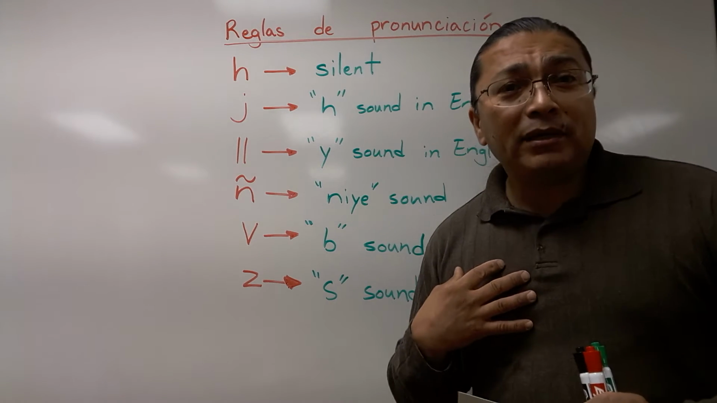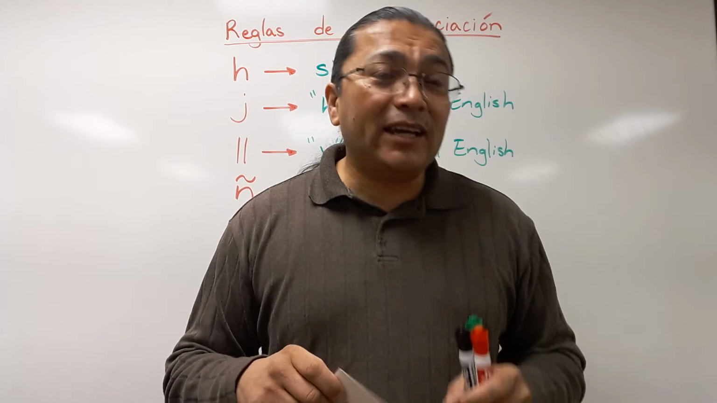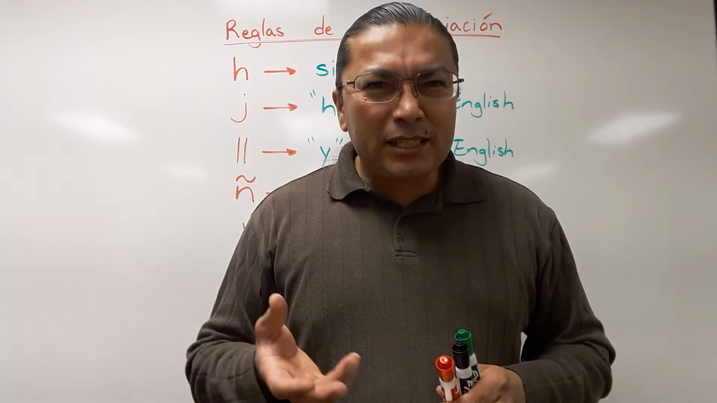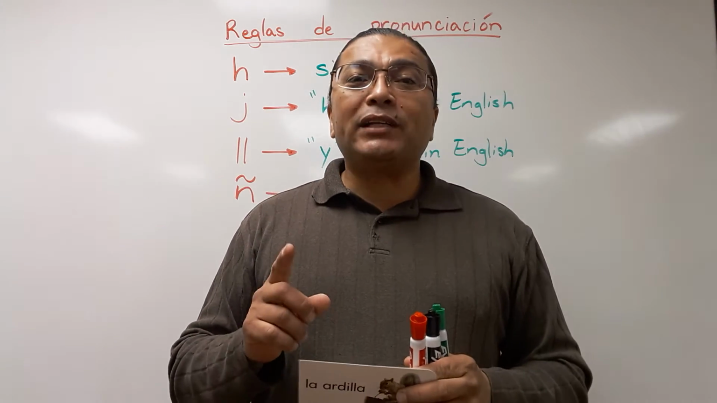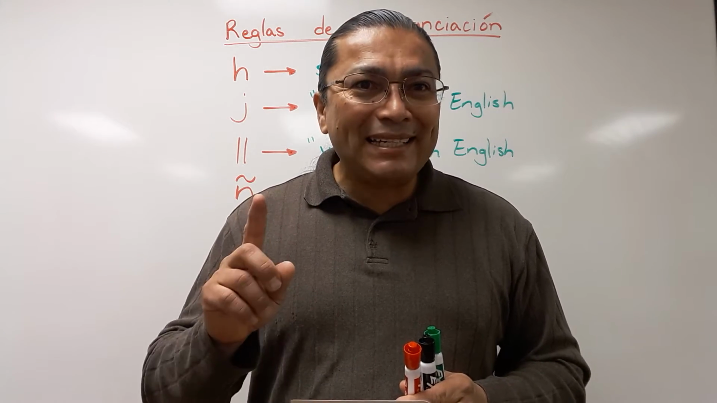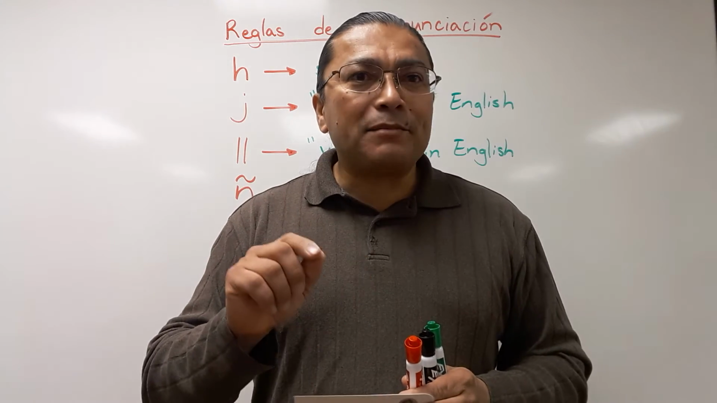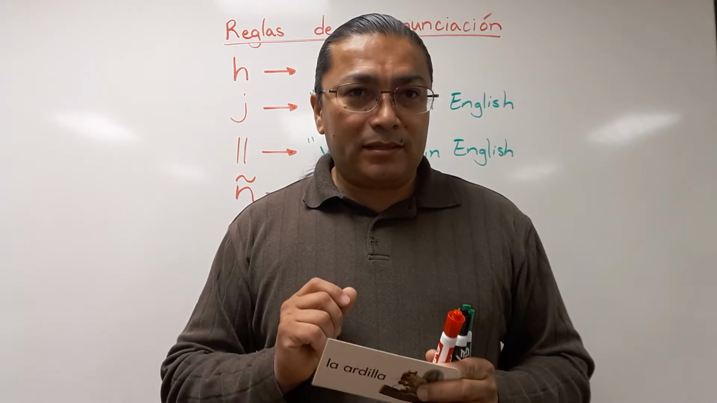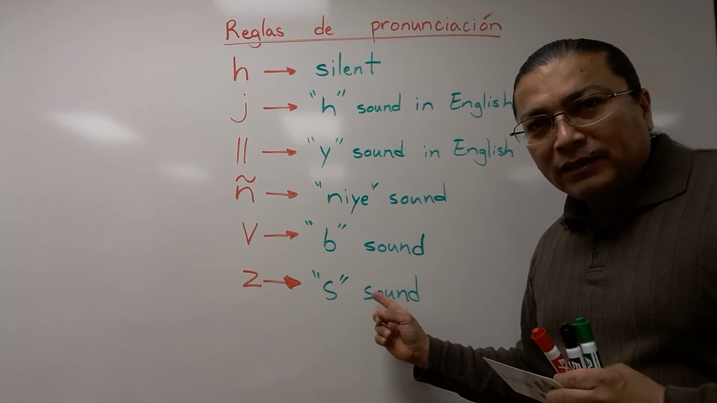The V, as I've already said, gives you a B sound, okay? For example, my name is not Vasquez with a V, okay? Many people pronounce it that way, but that's an English mispronunciation. It's actually Vasquez. V-A-S is Bas, because the V gives you a B sound. Vasquez, okay? Next one, Z.